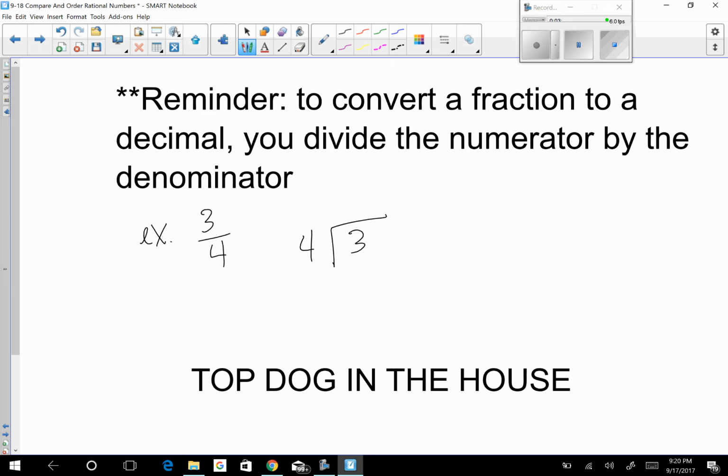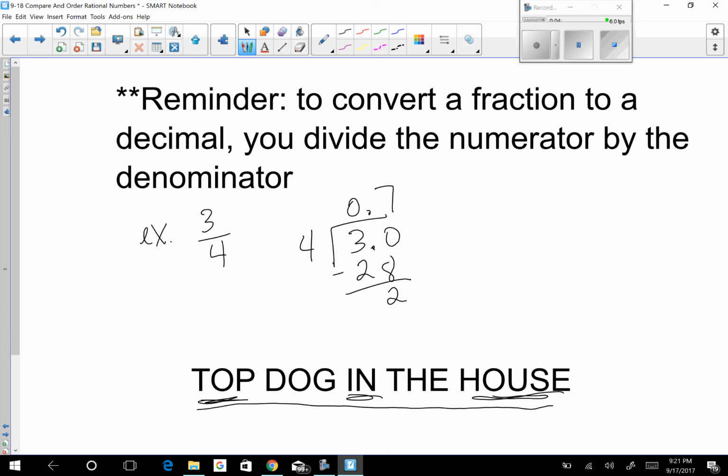Got to remember that. An easy way to remember that is top dog in the house. When you look at a fraction, the top number is always going to go in the house. So just remember top dog in the house, and you will be able to get your fractions converted to decimals. So let's do this. Can 4 go into 3? No, we've got to put a 0. Put your decimal here. Put a 0 there. Will 4 go into 30? Yes, 7 times. 4 times 7, 28. All right, 30 minus 28, that's going to be 2.